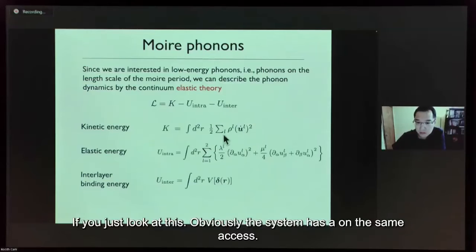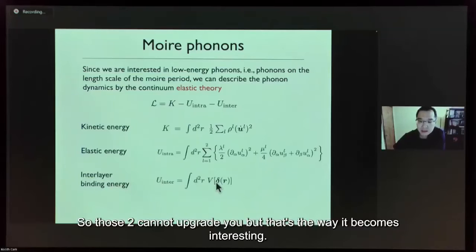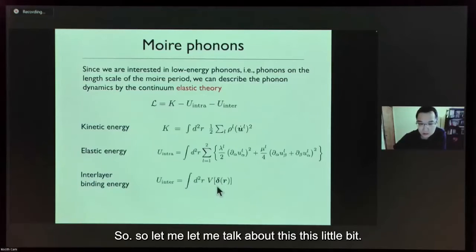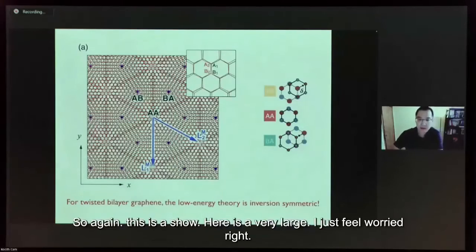So those two cannot break C2Z, and therefore you cannot get a chiral phonon. But we will consider interlayer binding energy. That's where things become interesting. So let me talk about this just a little bit.